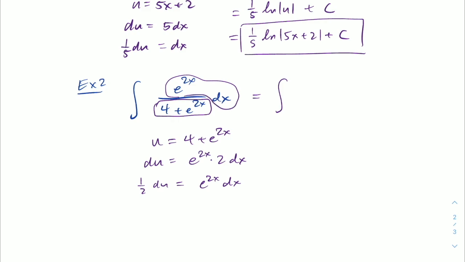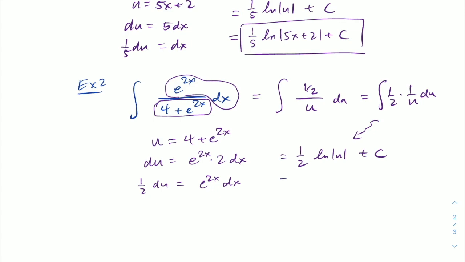And then we'll get 1/2 du as the top and u as the bottom. We can write this as 1/2 times 1 over u du. And the antiderivative of 1 over u is the natural log of the absolute value of u. The 1/2 is a coefficient. And we can now back substitute and get 1/2 natural log of the absolute value of 4 plus e to the 2x plus c.